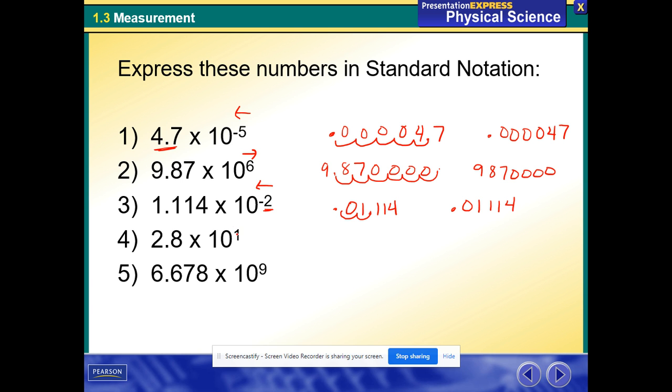Here, this tells me positive, so I'm going to go to the right. Here I'm going to make this number bigger. So if I move to the right, I'm actually going to get 28.